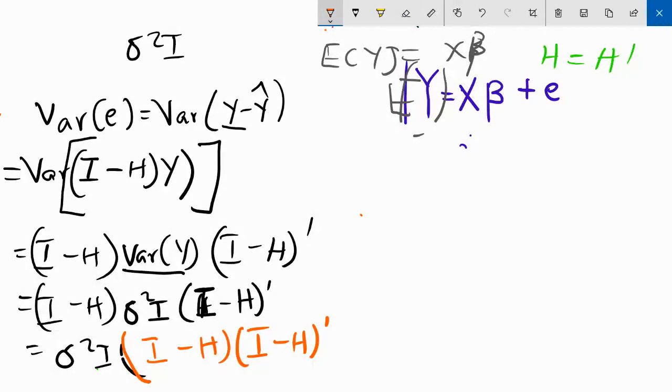Now let's go, guys. Let's move. This is equal to sigma squared. Let's multiply the two, guys. Let's multiply.